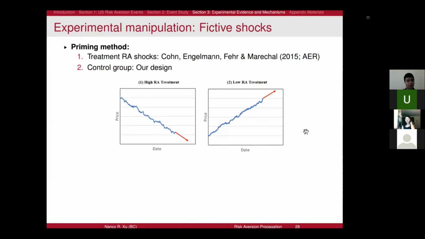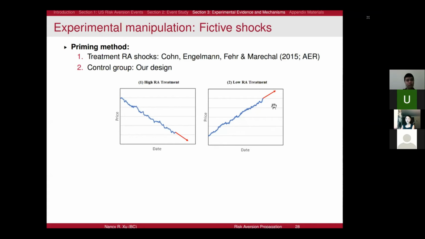I mean, so far I've been talking about shock. I'm not talking about electric shock. I'm talking about a very mature experimental setting where you show participants some pictures and let them stare at the pictures for a long time, so they live in the picture. For instance, we're following Cohen et al.'s paper published in AR about their risk aversion shock. So this is a high risk aversion shock, or a bust shock, because it tells the participants the price just keeps decreasing.